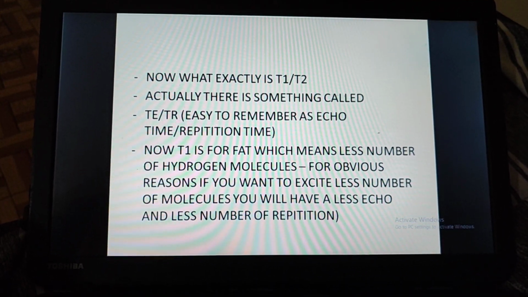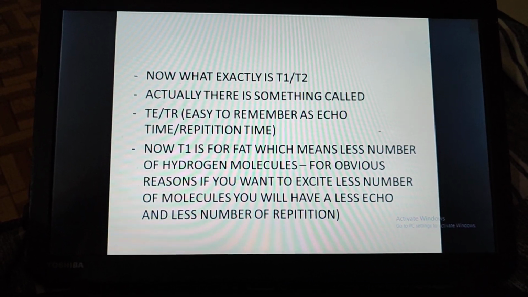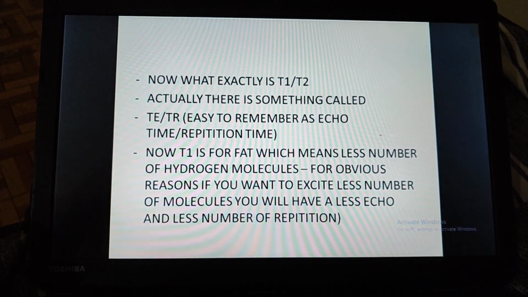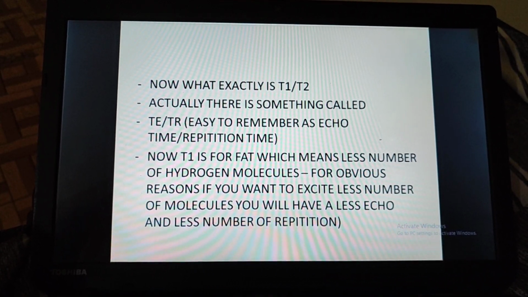Actually there's something called the echo time and the repetition time. So T1 is for fat. That's the number one thing you need to remember. T1 is fat, T2 is water. So T1 image is for fat, T2 image is for water.